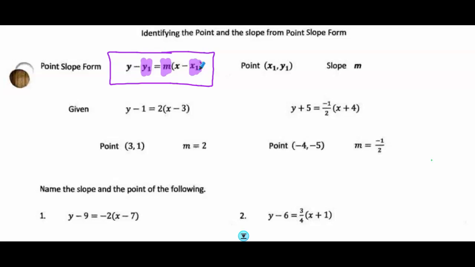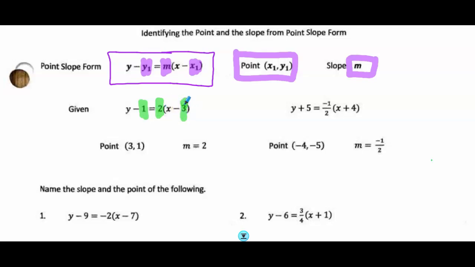Now you have these little subscripts with them because you have a point given to you, and your point is the ordered pair (x, y), and your slope is the letter m. y minus y1 equals m(x minus x1). So the first example here says, given y minus 1 equals 2(x minus 3).